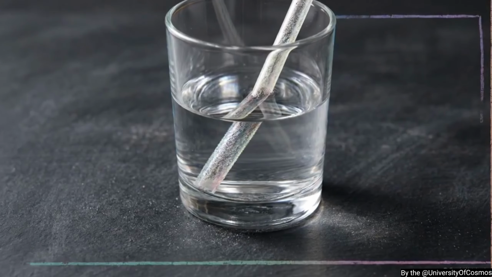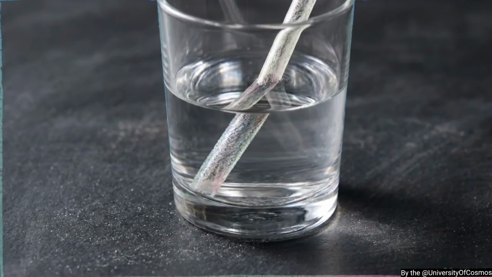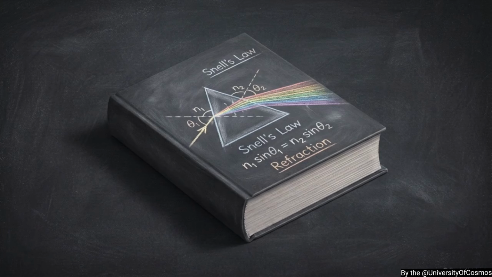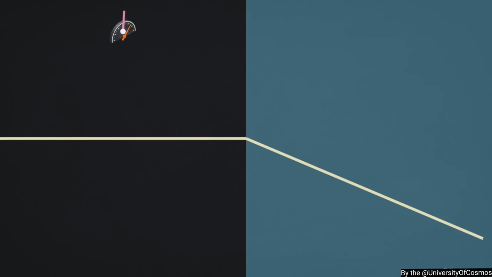Look at the water line in this glass. The straw appears physically severed, completely offset from the top half. The standard high school physics explanation for this is refraction. Light travels at roughly 300 million meters per second in a vacuum, but it slows down when it hits a denser medium like water. That sudden drop in speed causes the beam of light to bend.